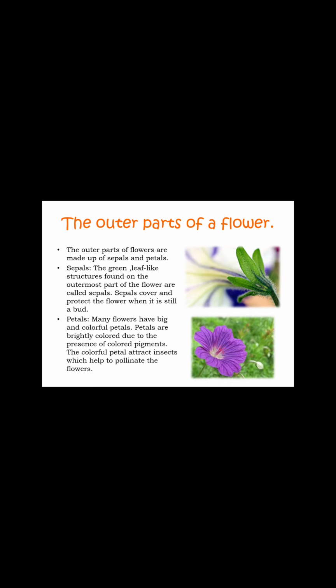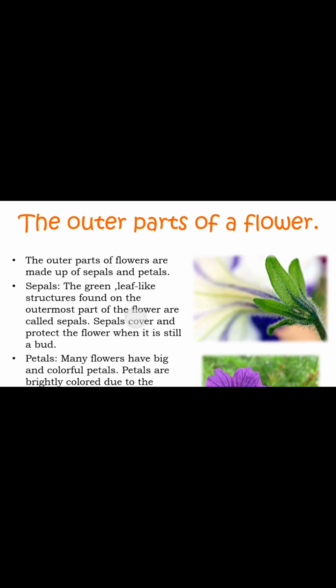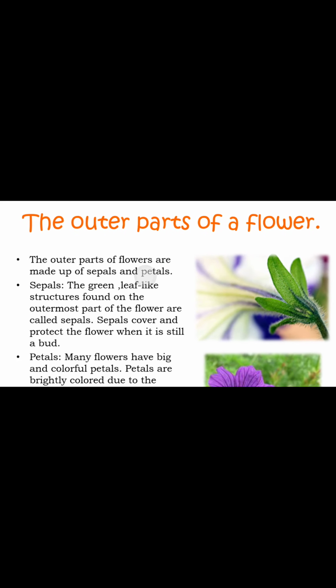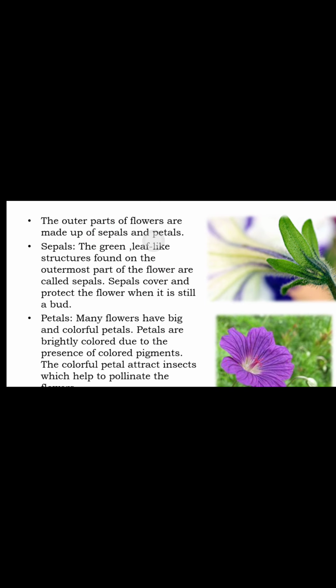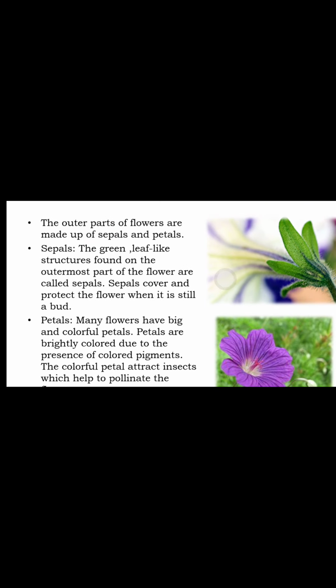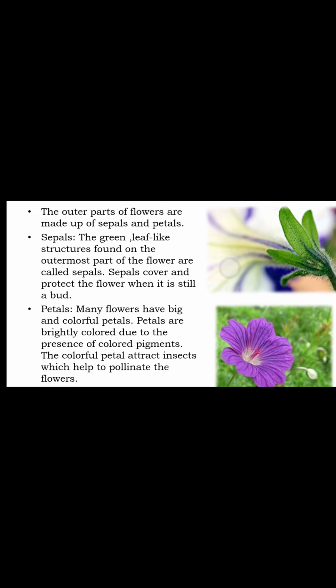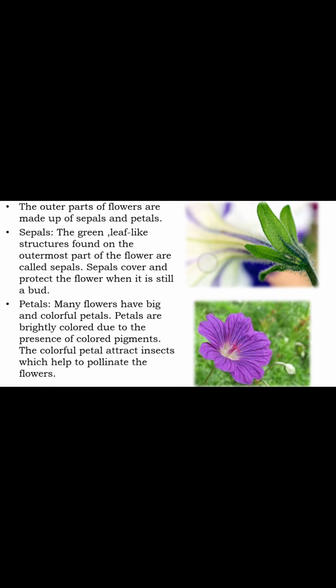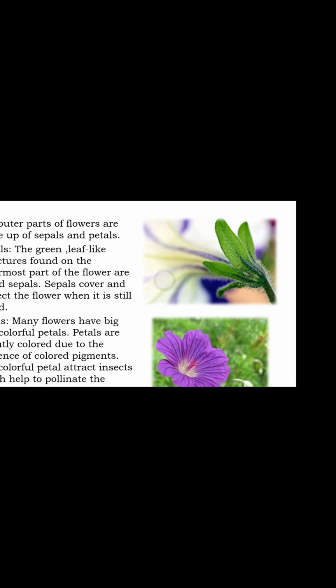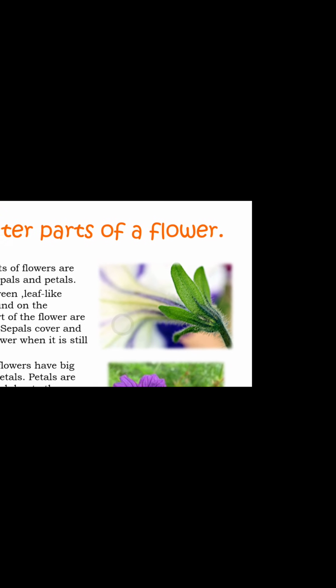The outer parts of a flower. The outer parts of flowers are made up of sepals and petals. Sepals. The green leaf-like structures found on the outermost part of the flower are called sepals. Sepals cover and protect the flower when it is still a bud.